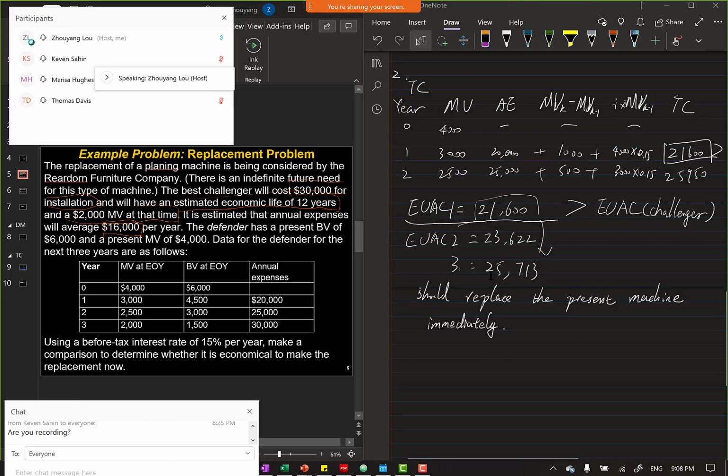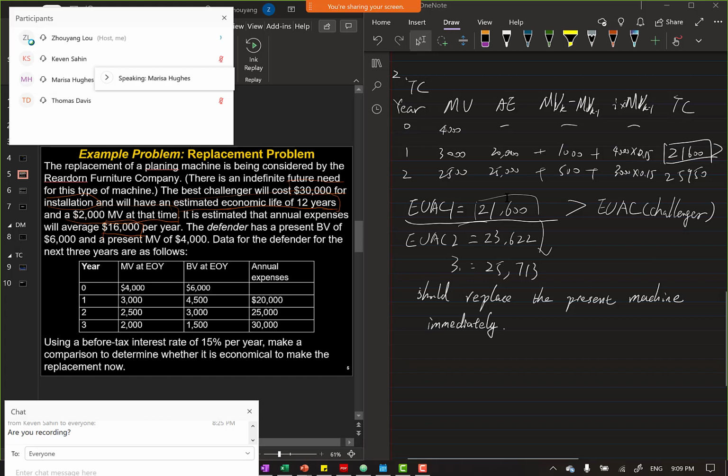Just to summarize again. For replacement analysis by comparing defender and challenger, like asking the question of when we should replace the defender, I think it's better to always go from the challenger. We calculate the UAC for the challenger until we get the minimum UAC of the challenger, and we compare that with the total marginal cost of the defender, which we can calculate year by year. So we can save some time to see until when the minimum UAC of the challenger is going to be less than the total marginal cost of the defender, and then we can determine when to replace the defender.